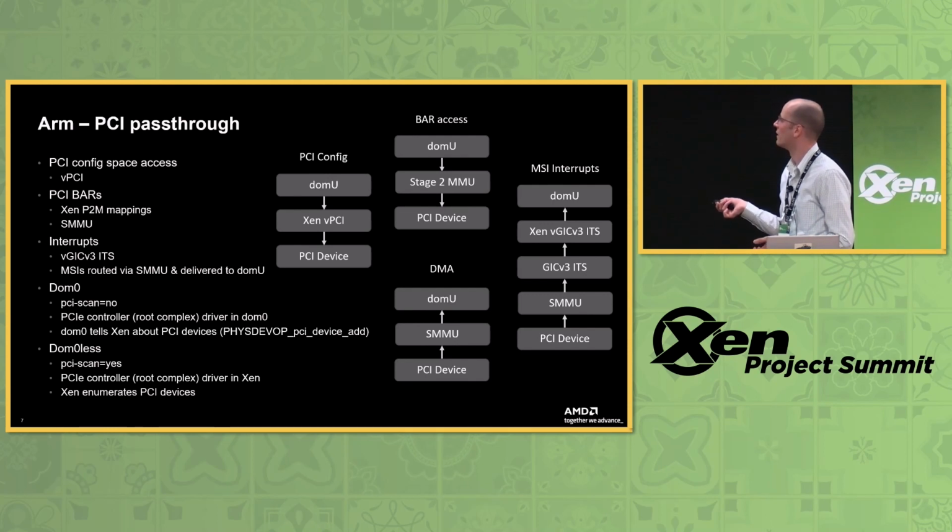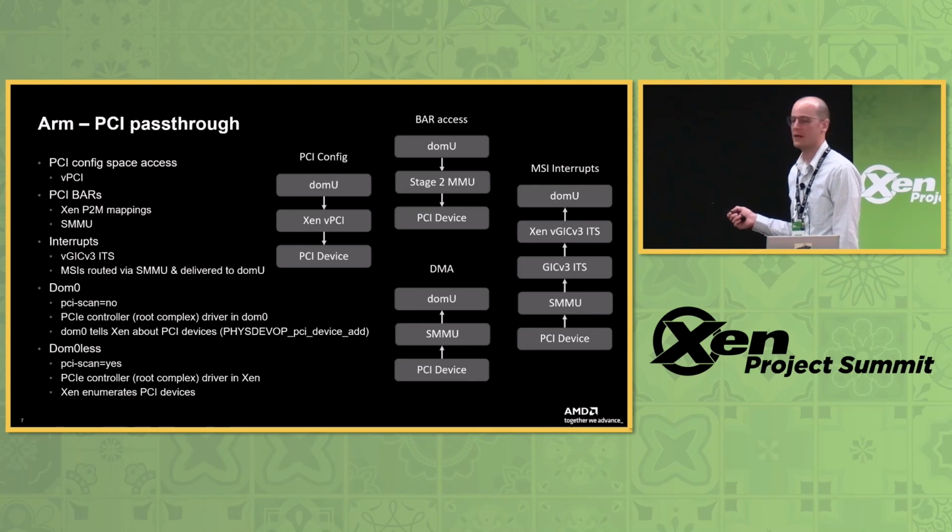There we go. So we have a DOMU, and say it's trying to access the PCI config space. Xen traps the ECAM region access and either handles it or forwards it to the PCI device. And then the DOMU driver can set up the bars in the device. So that now VPCI will set up the stage 2 mappings.